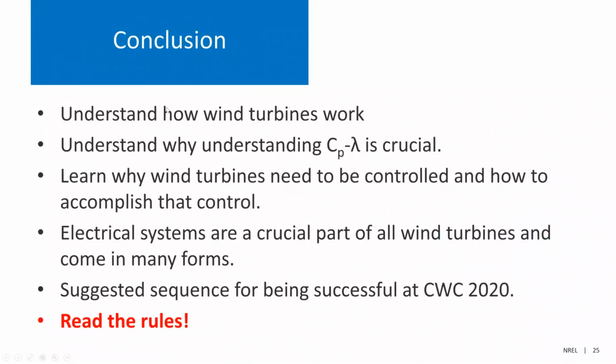Finally, our conclusion. We went through and understood how wind turbines work, including understanding why the CP lambda versus pitch surface is so important. We learned how and why to control wind turbines. We learned that the electrical systems are crucial, and there are a lot of different forms, and so you need to spend a lot of time and a lot of effort making sure yours is solid. Gave you a suggested sequence for being successful, and we reminded you repeatedly to read the rules and understand them. I realize they're fairly long, but you can read them all in less than an hour, and it's really important.